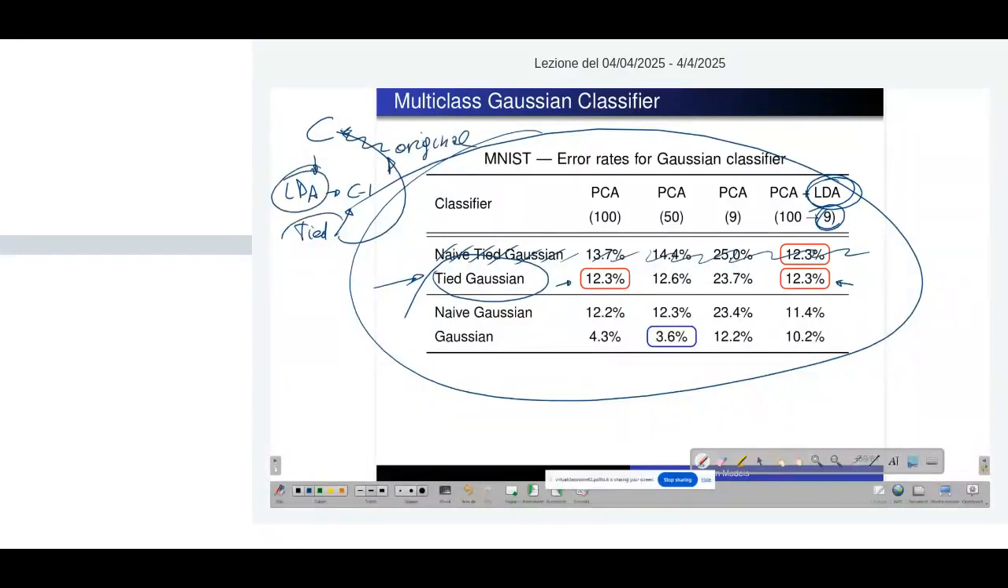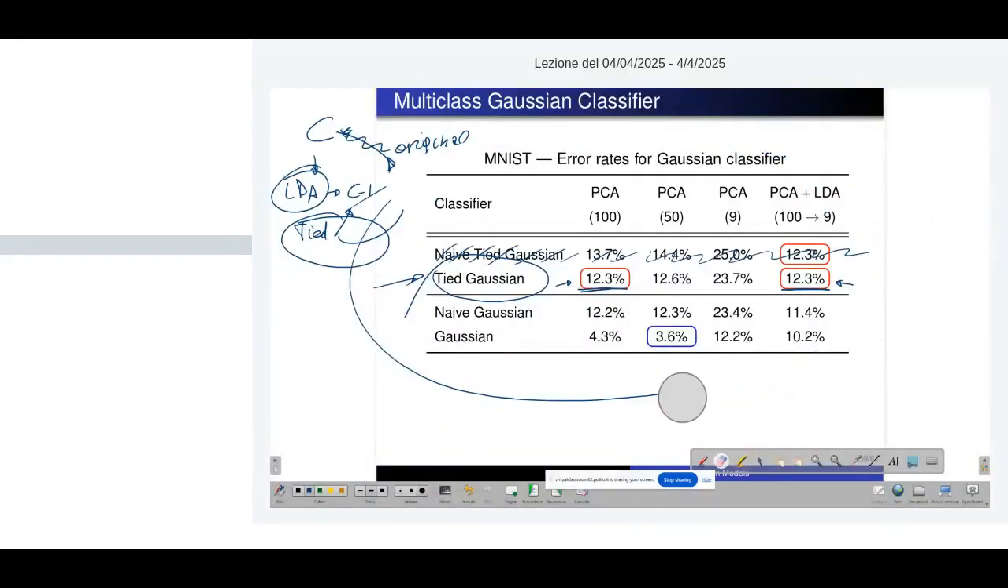The maximum size of the LDA subspace contains all the information that is exploitable by the tied Gaussian model. So it's not a chance that these two are exactly the same. They must be the same. If they were not the same, there would be something wrong in the implementation.